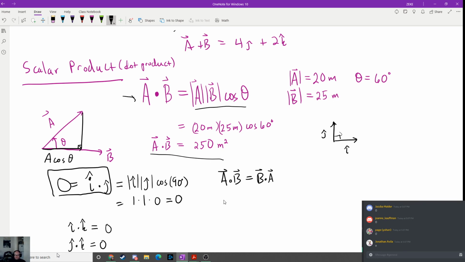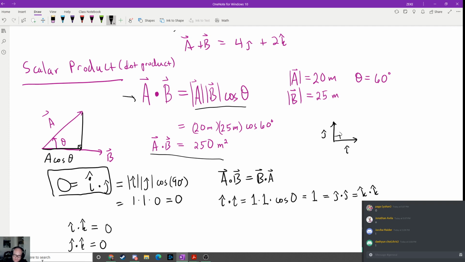So let's try something else then. What about I hat dot I hat? What is that going to be equal to? That's going to be equal to 1, because this is going to be 1 times 1 times the cosine of the angle between a vector and itself. Well, the angle between a vector and itself is just 0, and cosine 0 is 1. So this is all just 1. And you could say the same thing for j dot j and k dot k. They're all equal to 1.